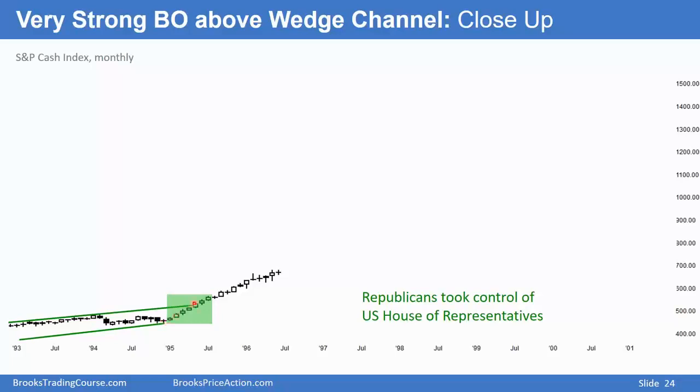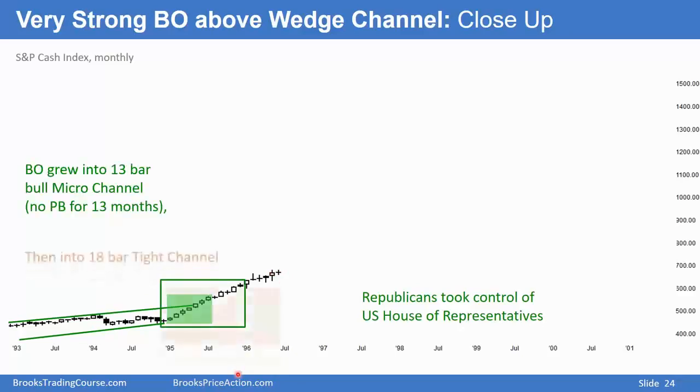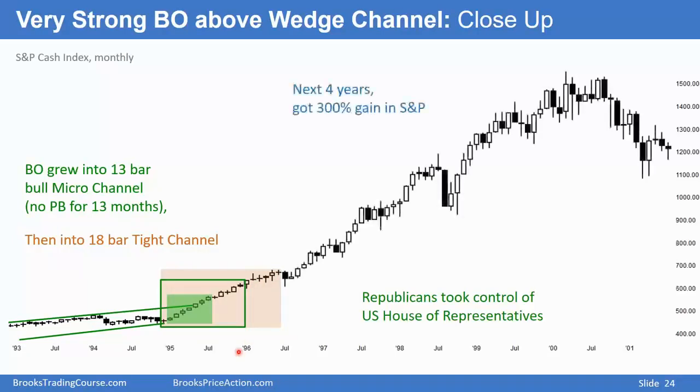Here's that same chart, but zoomed out. Here are those 8 bear bars on the monthly chart, and the market just kept going up. It turned into an 18-bar tight channel. We started to get pullbacks, but it's still in a very tight channel. And we have a pullback here, and this is what followed. The S&P went from 400 to 1,500 over the course of the next 5 years or so.